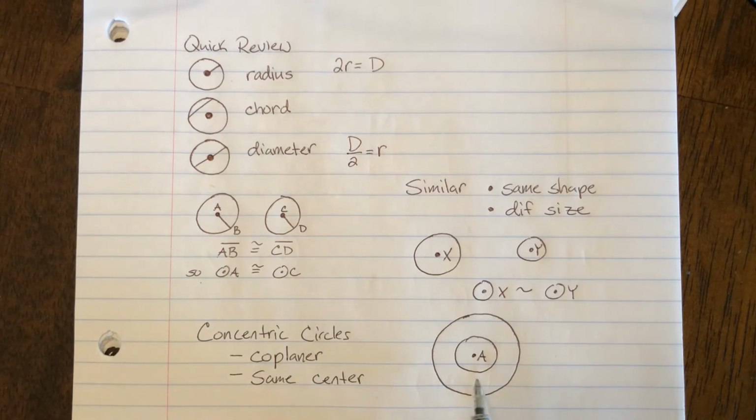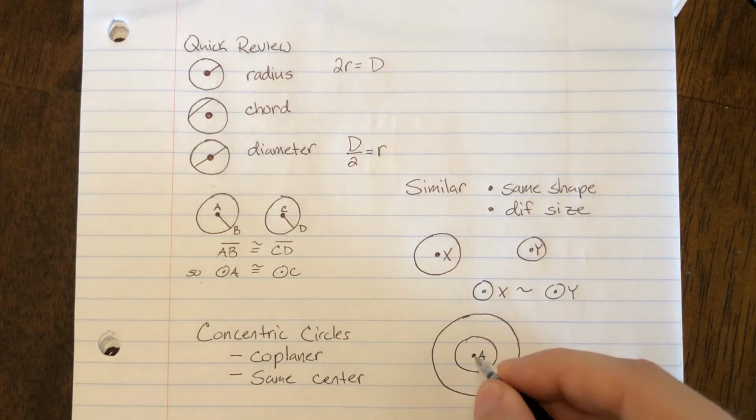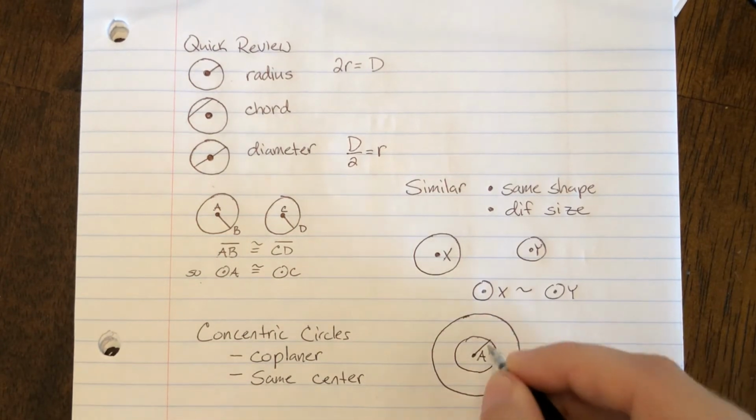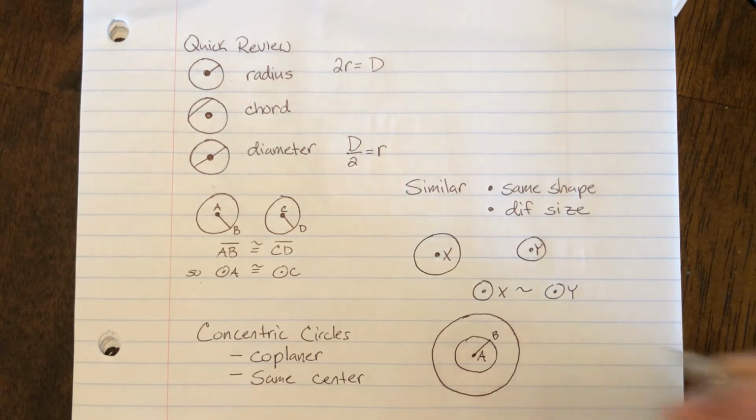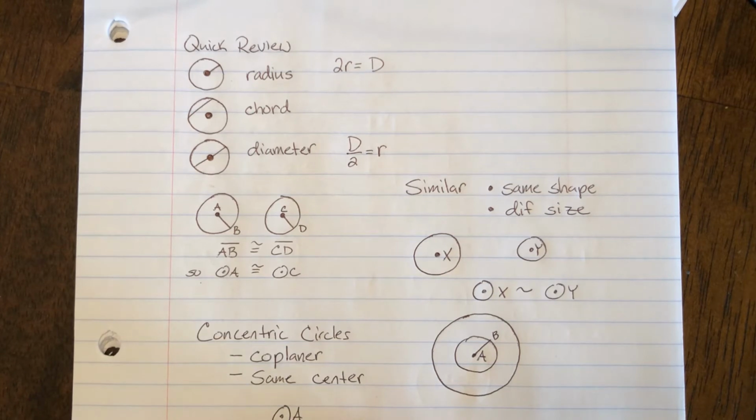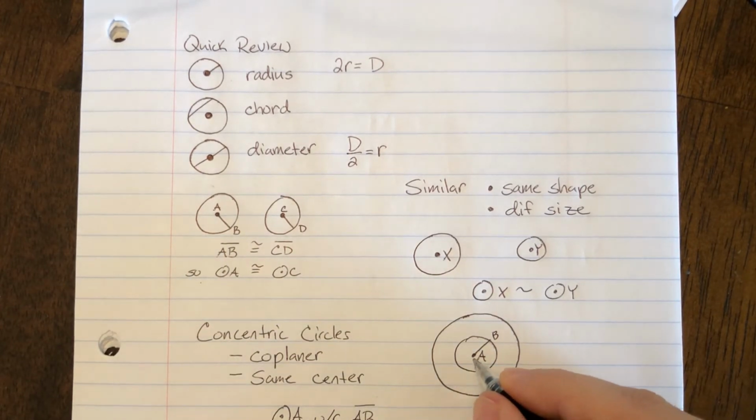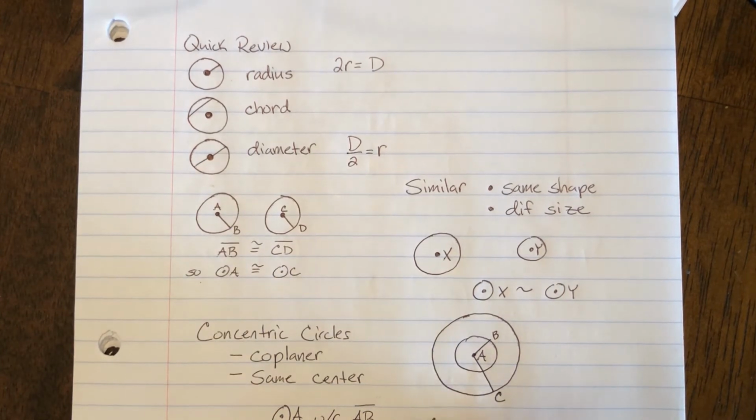Now, in order to differentiate between the inner circle and the outer circle, we're going to use radii. So let me show you. Let's say that circle A, the smaller one, has a radii that goes from A to point B. So we call that circle A with radii AB. The other circle, let's draw a radius there to point C. I would call this circle A with radii AC. And that's how I differentiate between the two concentric circles.